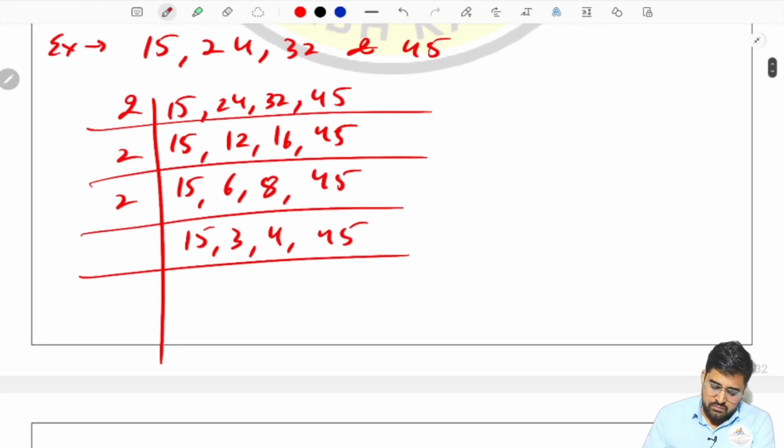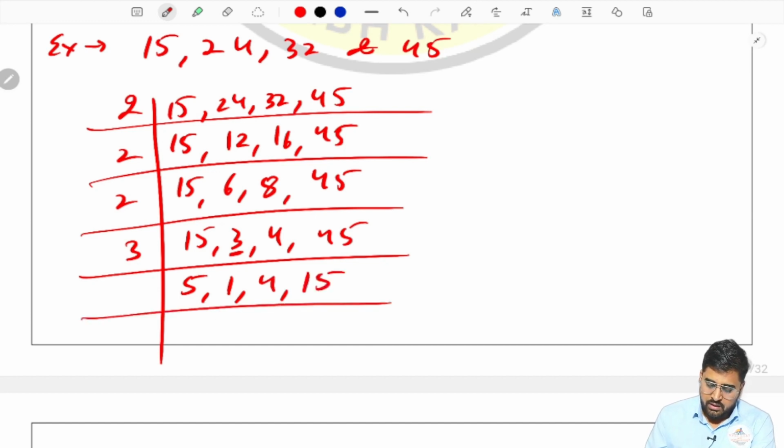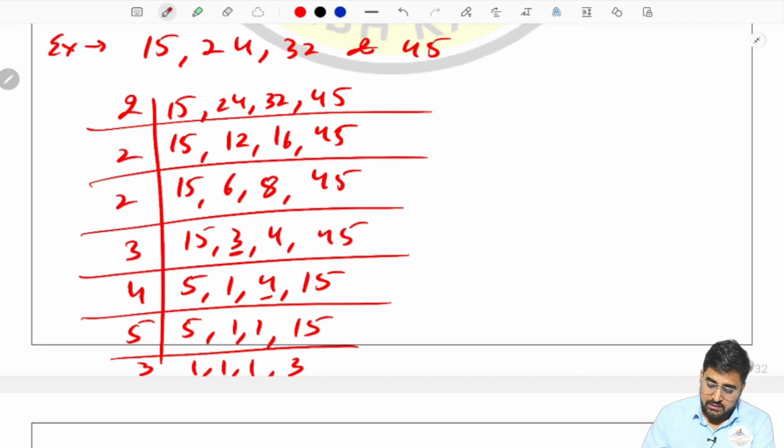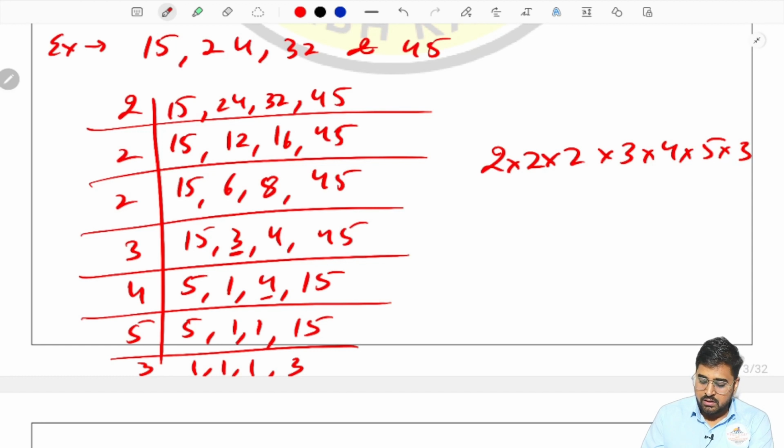Now the lowest term is 3. Take 3 only: 3 fives are 15, 1, 4, 3 fifteens are 45. Now the lowest term is 4. Put 4 here. Now 5. Now 3. So multiply them: 2 into 2 into 2 into 3 into 4 into 5 into 3. So that's how our divisibility rule works.